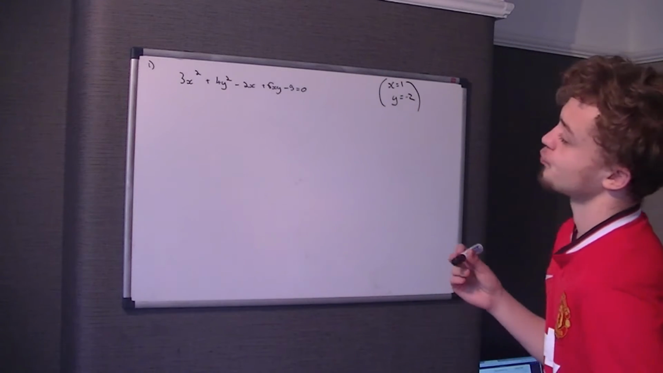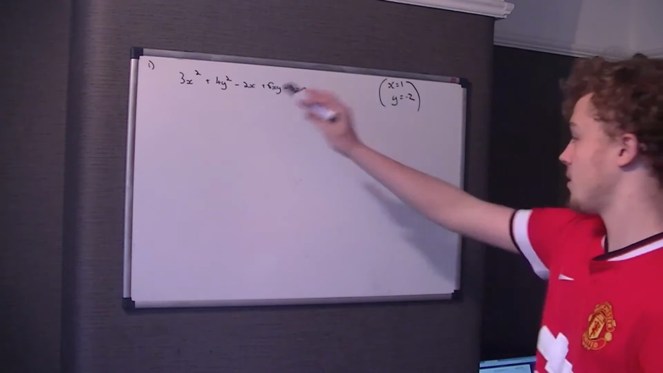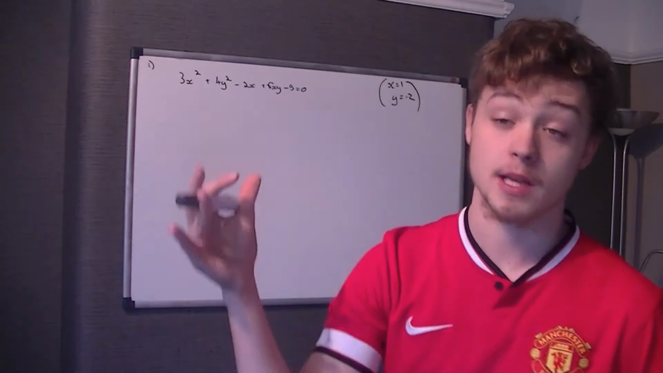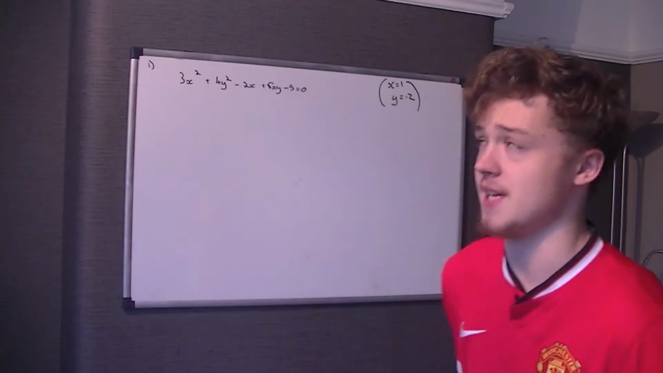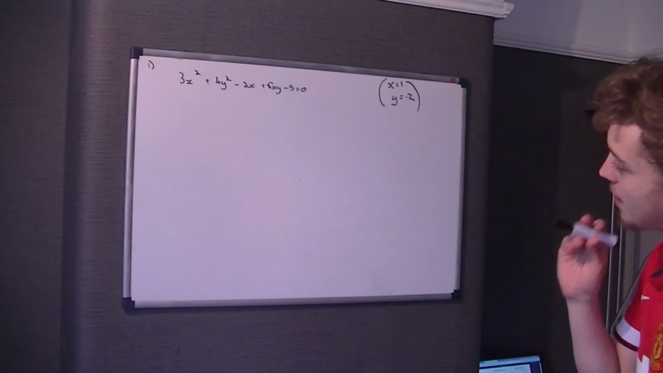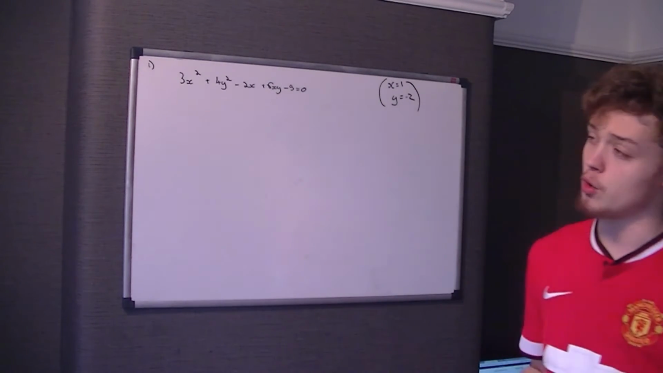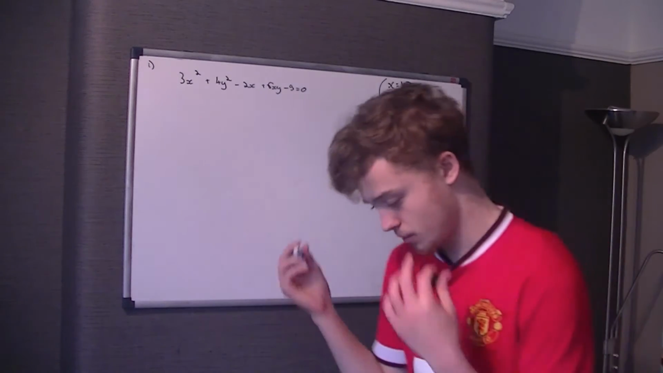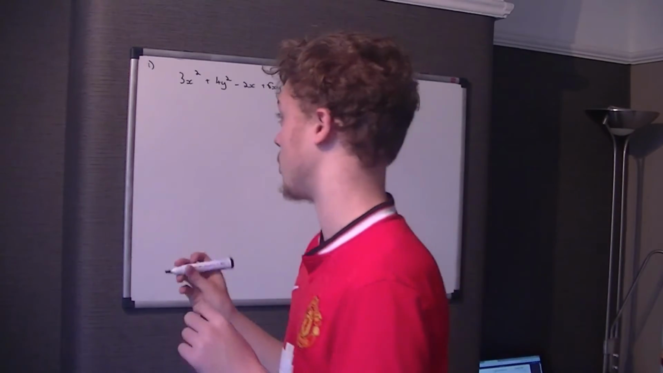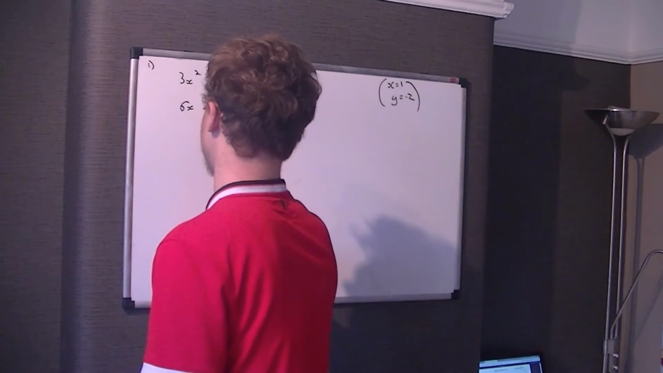Now, because we've got x and y's in here, and we're in C4, it's not going to be as simple as it is in C1. We're going to be using some implicit differentiation, but actually, as we go through this, we're going to find it's a little bit more than that. The first term is just simple, it's actually C1: 3x squared becomes 6x.